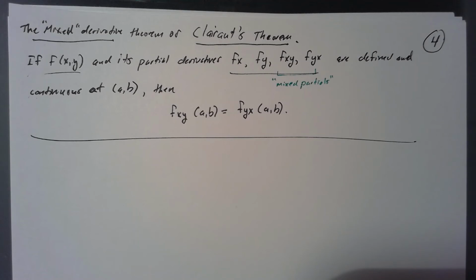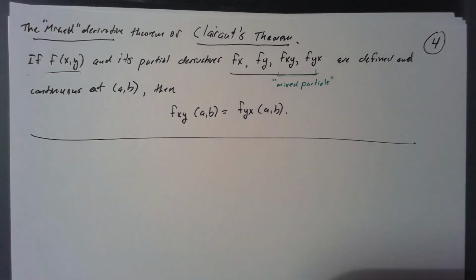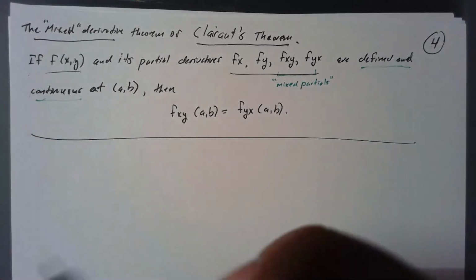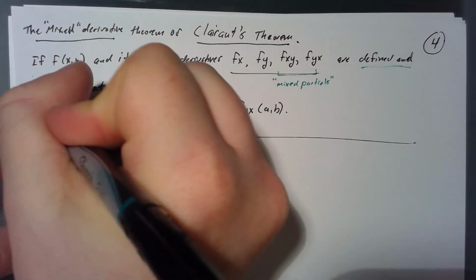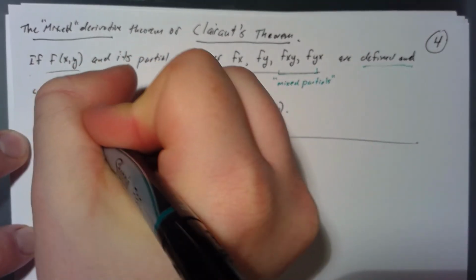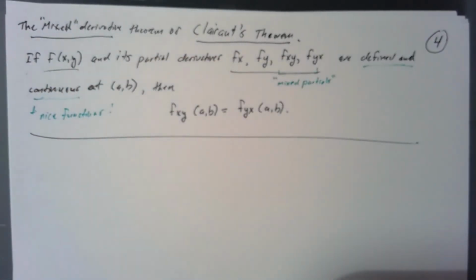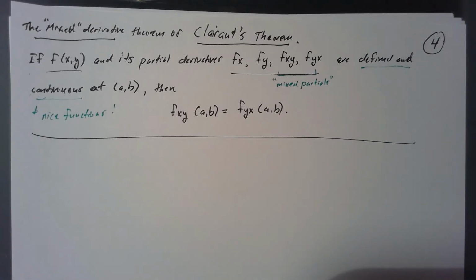So basically, if the functions are, so what do I mean? They're defined and continuous. Basically, they're nice. Spoiler alert, in this class we're only going to really look at nice functions, but just realize that in the real world usually nice functions don't apply.